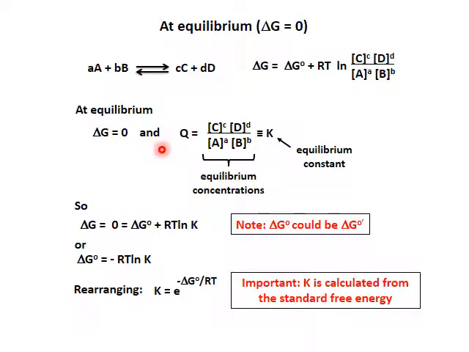It's important to recognize in the problems whether you're talking about standard conditions or non-standard conditions, and what equation to use. So if you have a KEQ, you can always find a standard condition delta G. If you have a standard condition delta G, you can always find a KEQ. But if you have a non-standard delta G, you cannot find a KEQ. Keep that in mind. You must have standard conditions in order to find the equilibrium constant.